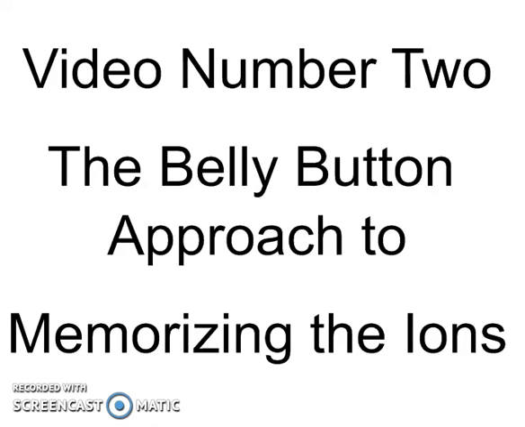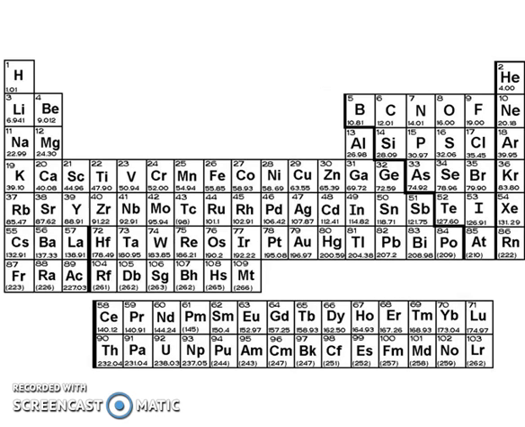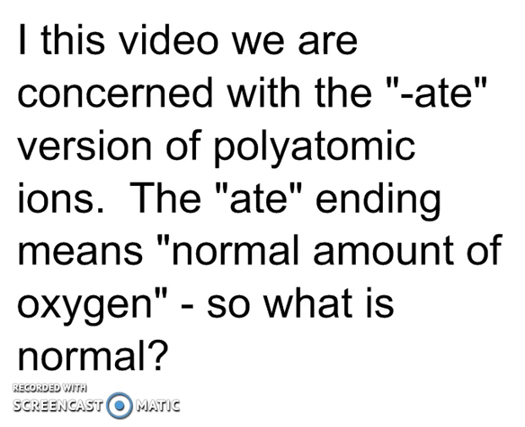We're going to use the belly button approach to memorizing the ions. Again, you're going to have a periodic table to use, and we're going to use it as a resource. In this video, we are concerned with the anions that end in ATE. They're polyatomic ions with a nonmetal with oxygen bonded to them. The ATE ending means normal amount of oxygen.